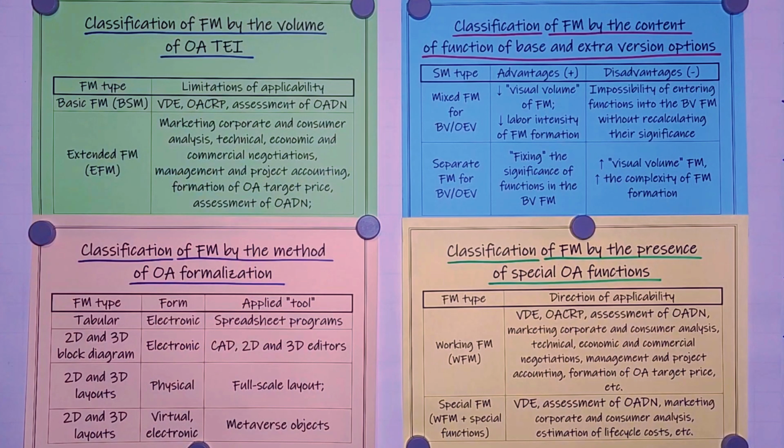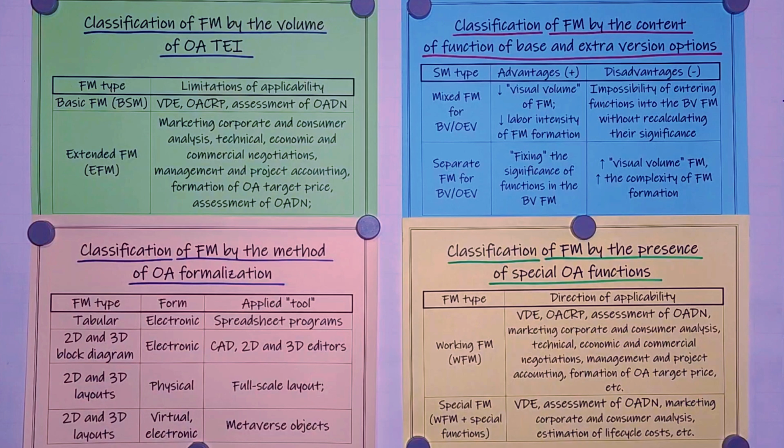Applying the analogy method, we will consider the possibility of classifying functional models according to the criteria that we used to classify structural models. In terms of classification by the volume of technical and economic information, by content of base and extraversion options, and by the method of object of analysis formalization, it can be stated in the first approximation that functional models can be classified completely similarly to structural models.